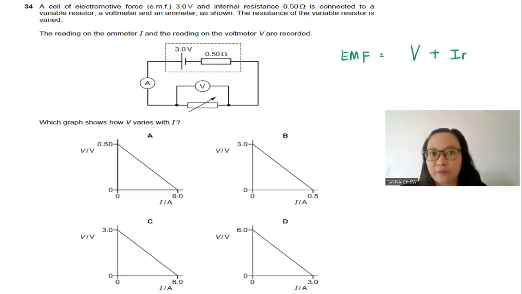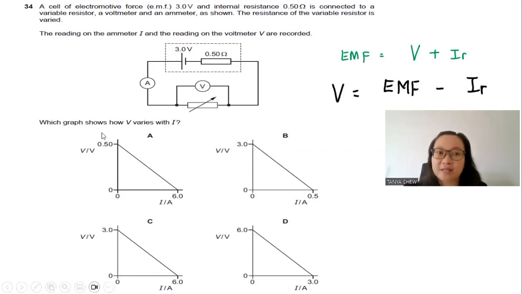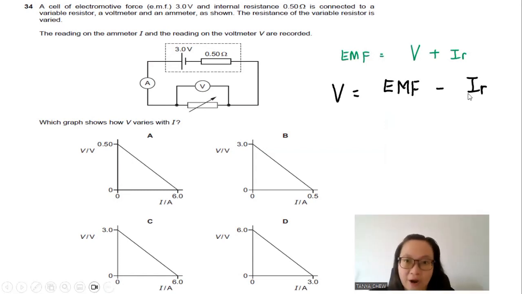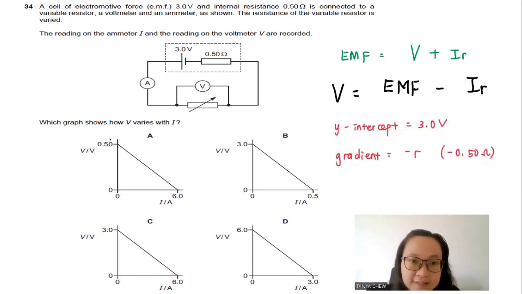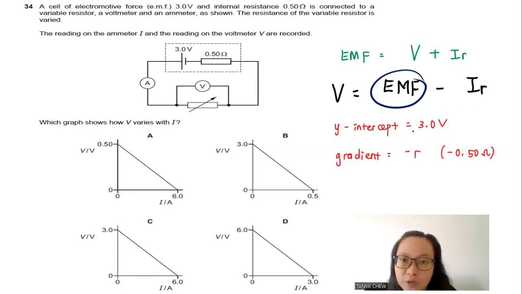Now, I use the equation of EMF, which is equal to the terminal potential plus Ir, the potential difference across the internal resistance. So make V the subject, because on the graph the y-axis is V: V equals EMF minus Ir. So then you compare, the y-intercept is your EMF. Can you see that? So the y-intercept must be 3 volts. So say goodbye to A, say goodbye to D. So it is between B and C.